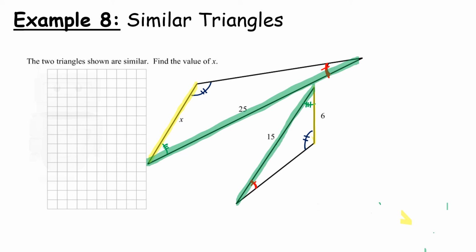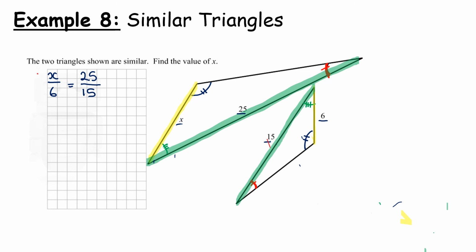So I know the yellow side in one triangle, which is x, divided by the yellow side in the other triangle is equal to the green side in that triangle divided by the green side in the other triangle. Which way you do this is completely up to you. I would always suggest that whichever side you're missing, put that on top. Otherwise it will be the equivalent to, say, 6 divided by x is equal to 15 divided by 25. But what we're getting then is that unknown underneath the line, which just makes our lives a little bit harder.